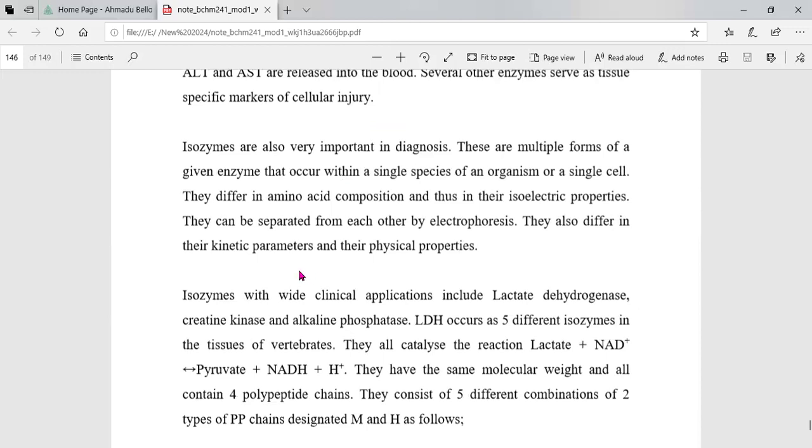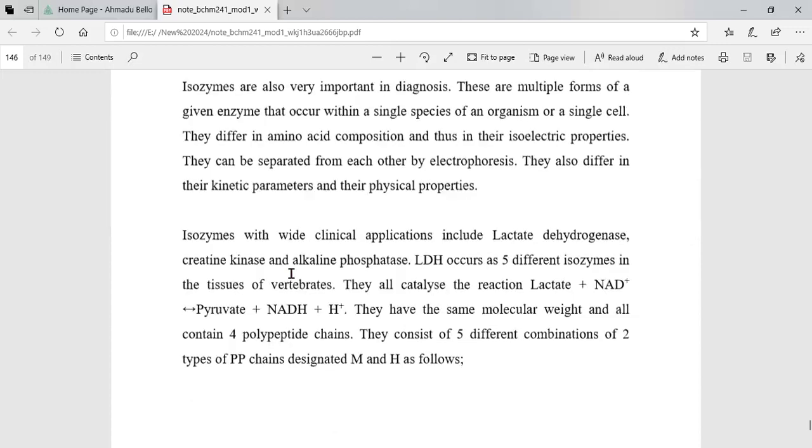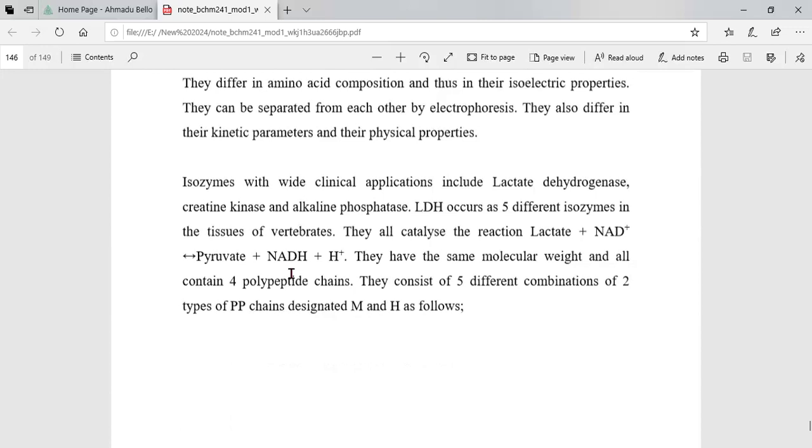These are multiple forms of a given enzyme that occur within a single species of an organism or a single cell. They differ in amino acid composition and thus in their isoelectric properties. They can be separated from each other by electrophoresis. They also differ in their kinetic parameters and their physical properties. Isozymes with wide clinical application include lactate dehydrogenase, creatine kinase, and alkaline phosphatase.